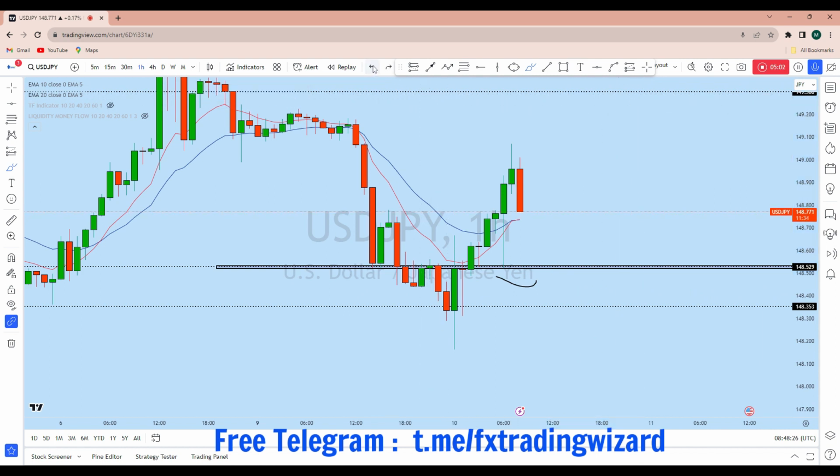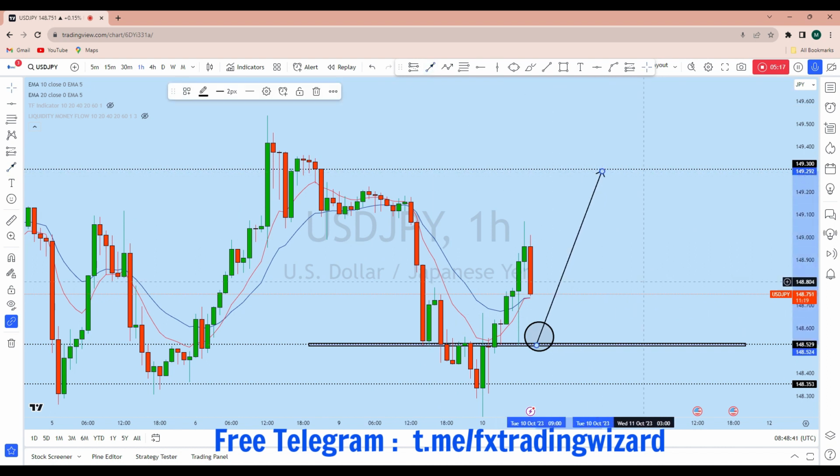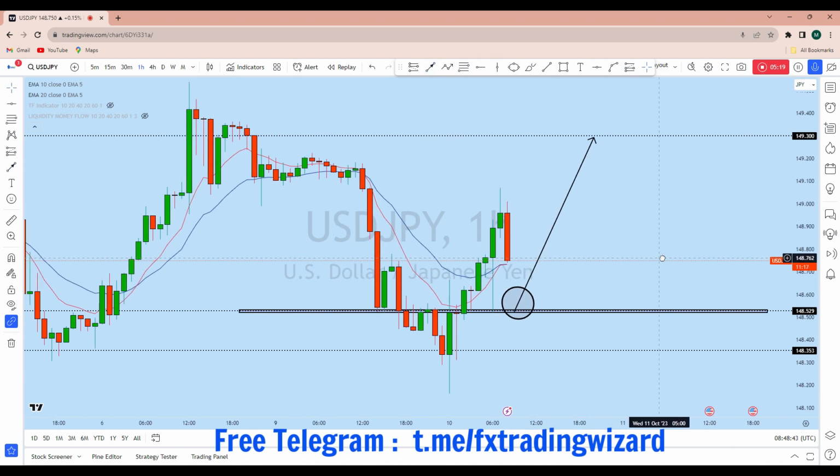As we see the current candle is coming down, we'll be waiting for a downside. If dollar yen breaks this level or tests this again after a strong rejection on the lower time frame, we will consider going long on dollar yen with a high probability trade setup with our students.